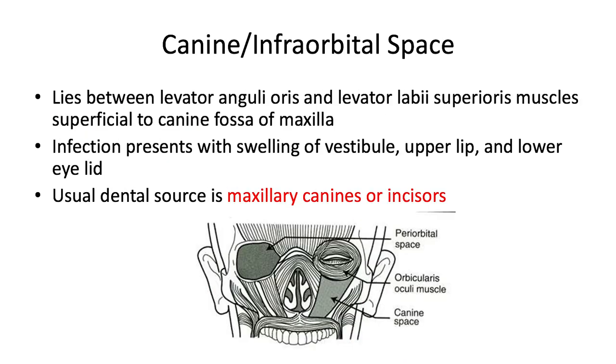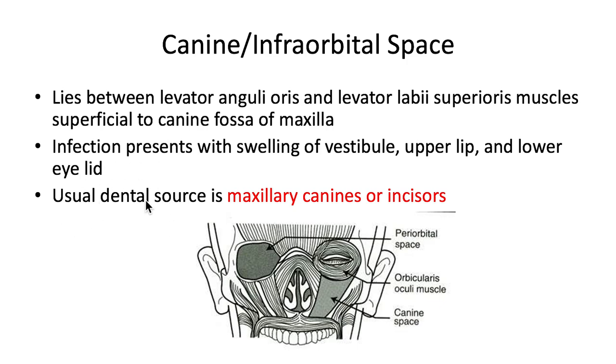The canine or infraorbital space lies between the levator anguli oris muscle and the levator labii superioris muscles. These two levator muscles are muscles of facial expression as well. So it lies between those muscles, superficial to the canine fossa of the maxilla. So we're looking right at this region right here, below the eye, in that canine space. Infection presents with swelling of the vestibule, the upper lip, and even the lower eyelid could get involved here if that swelling really progresses.